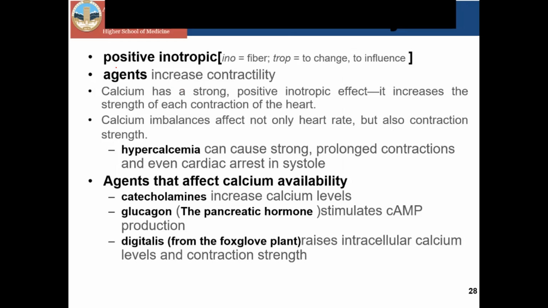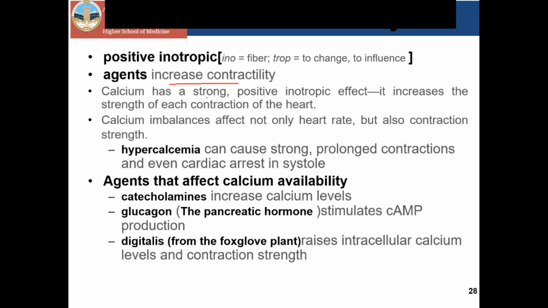Here, we discussed the chronotropic effect. Chrono, again, is time. Inotropic is about the fiber changing. There is a positive inotropic effect and a negative one. Positive inotropic agents increase contractility. Negative inotropic agents decrease contractility. For example, calcium has a strong positive inotropic effect.